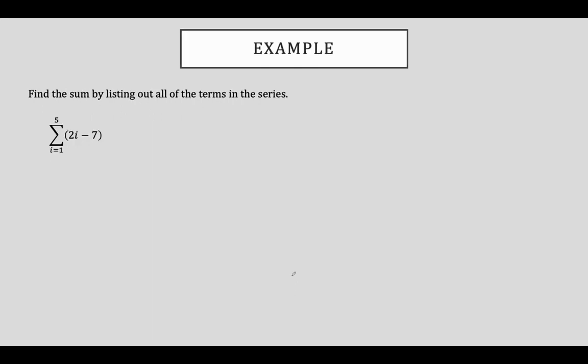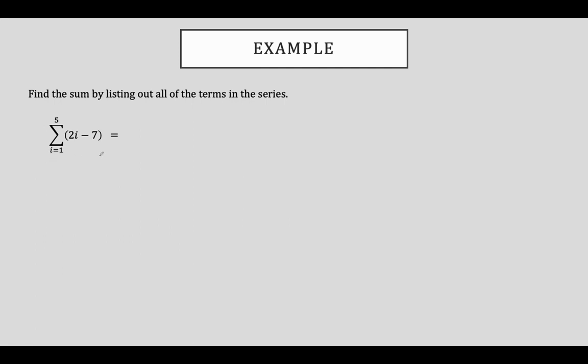Let's look at some examples. Find the sum by listing out all of the terms in the series. Here we have the sum from i equals 1 to 5 of 2i minus 7. Well, we can list out each of the terms in the sum, and this lower limit of the sum tells us we are going to begin by plugging in 1, and the letter representing the index tells us what letter we are substituting in for.